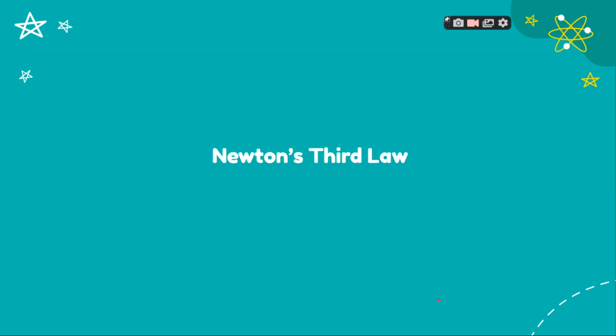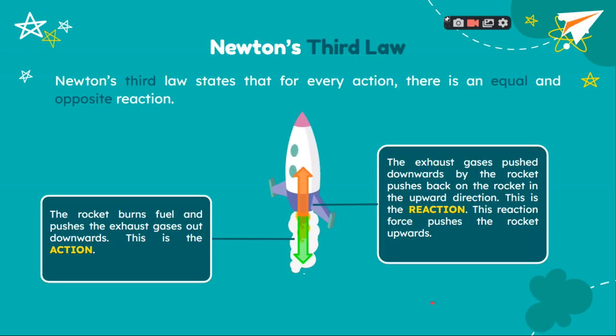Now, coming to Newton's third law, it basically means that for every action there is an equal and opposite reaction. Looking at the example here, the rocket burns the fuel and pushes it downwards. Since the rocket is pushing the fuel downwards, the fuel pushes the rocket upwards. The rocket pushing the fuel downwards is the action, and the fuel pushing the rocket upwards is called the reaction. So basically, there is always an equal and opposite reaction to every action.